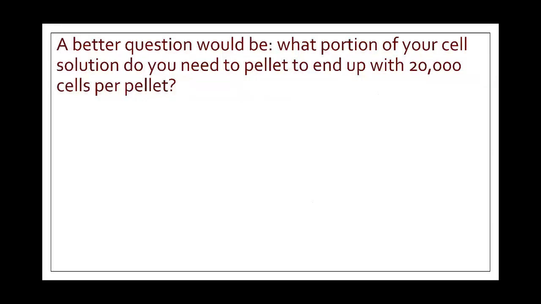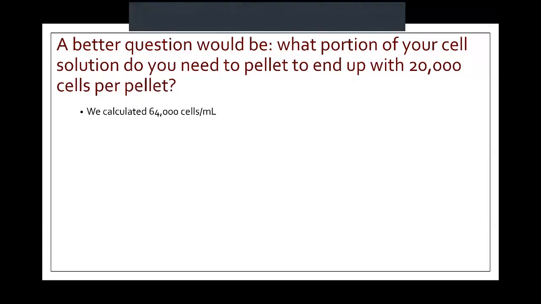A better question would be, what portion of your cell solution do you need to pellet in order to end up with 20,000 cells per pellet? Remember, 20,000 cells per pellet, where does that number come from? That comes from wanting 5,000 cells in each of 4 different wells. And so for our 10% pellet and our 0.5% pellet, we want 20,000 cells.